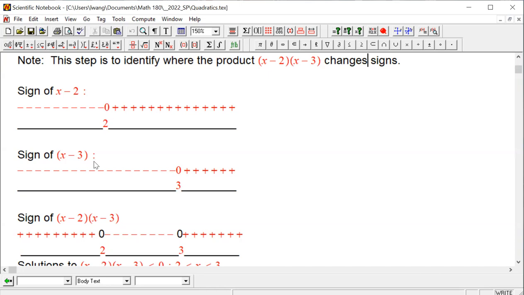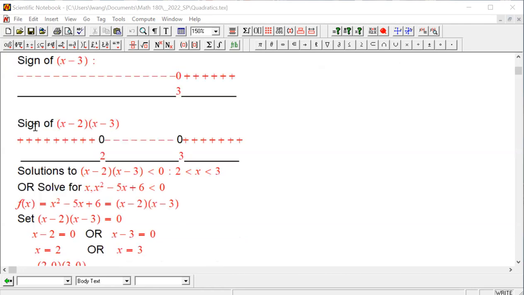For x minus 3, we do similar things. You pick a number from here, you plug in here, and if that number is less than 3, it's negative. Equal to 3, 0. Larger than 3, positive, right? And in the end, we get to see the product.